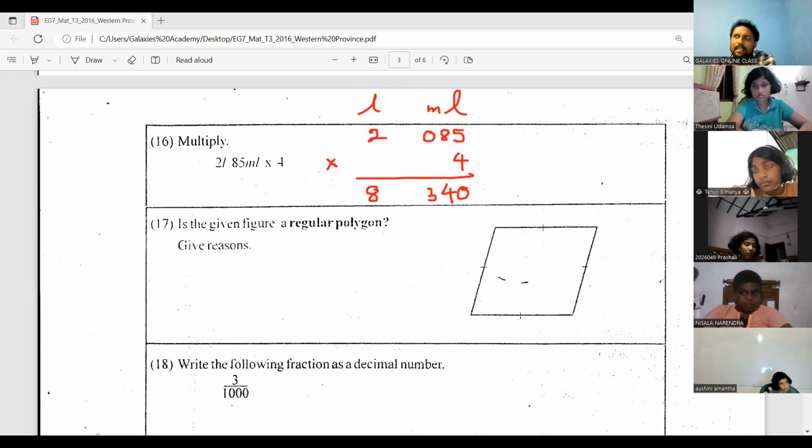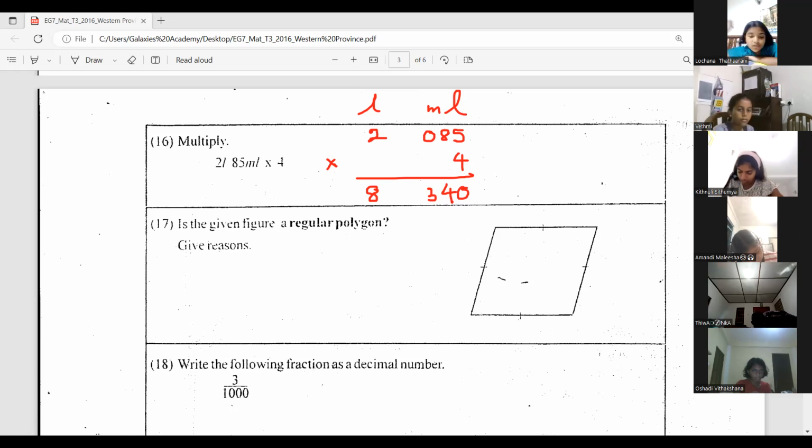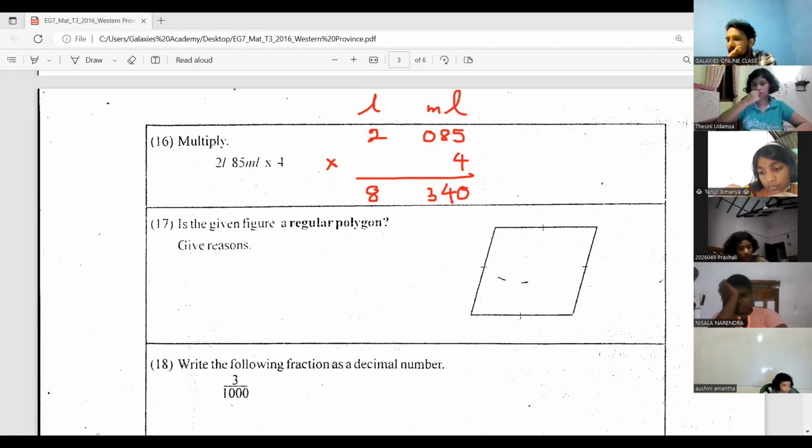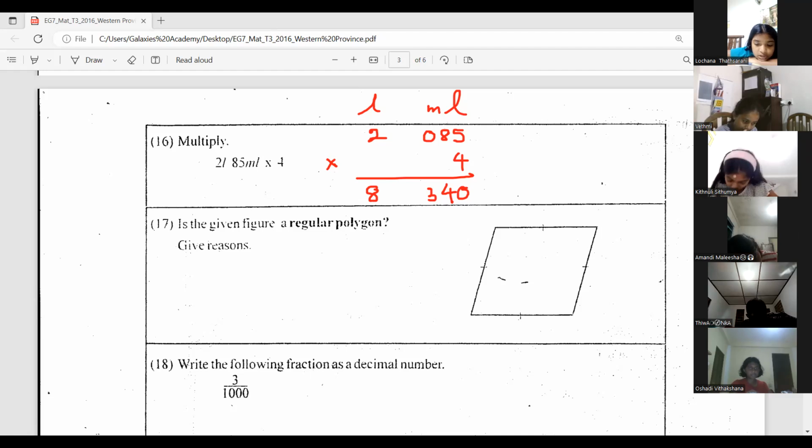Yes, you revised the knowledge about regular polygons, right? In grade 7 class, you studied about polygons. Regular polygons mean what? If in a polygon all angles are equal and all sides are equal, we call it a regular polygon, right? For a polygon to be regular, all sides must be equal and all interior angles must be equal.